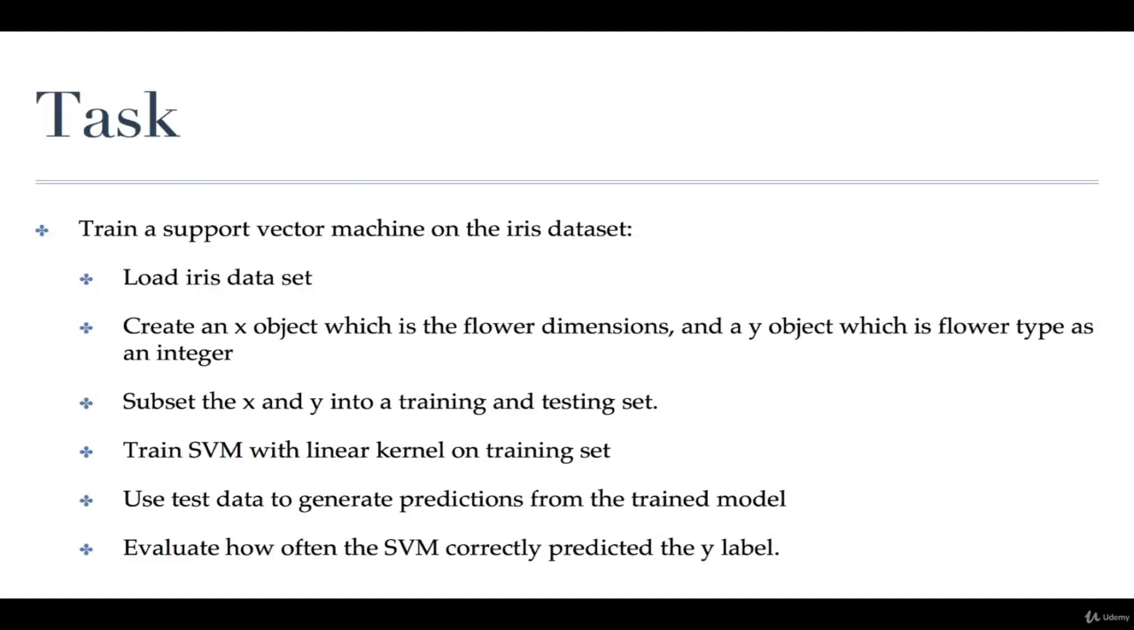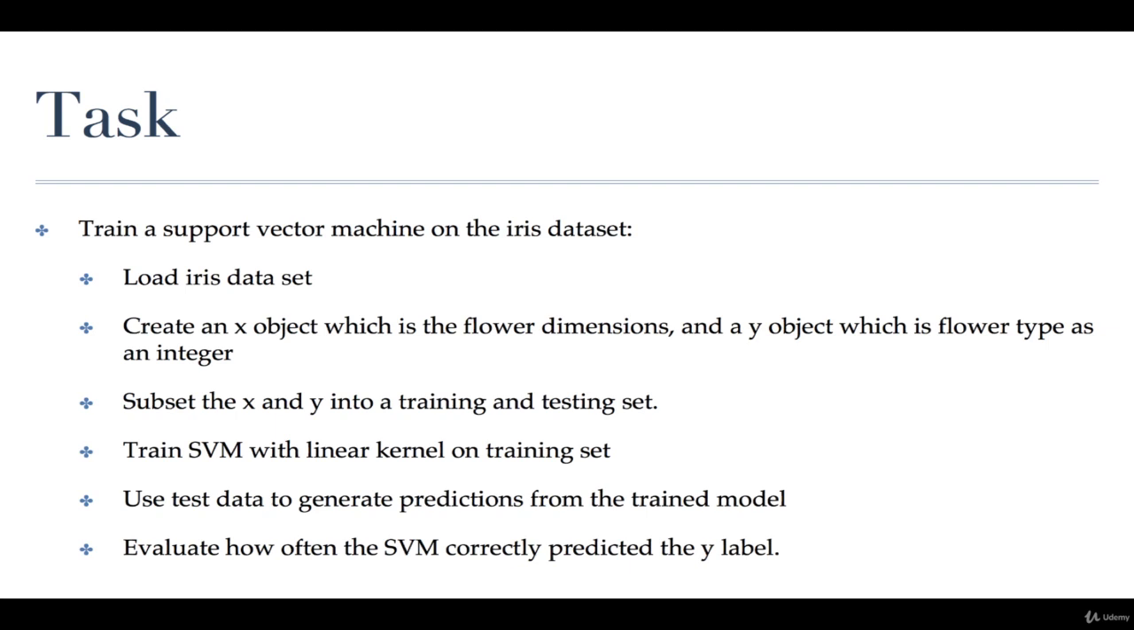In this task, you're going to train a support vector machine using the iris dataset. I'm telling you to create an X object, which has all 4 flower petal and leaf dimensions, widths and lengths. And then also to create a Y object, which is the target, the label for that flower's dimensions, as a number. It's either 0, 1, or 2, which correspond to actual classes of flowers in another part of the iris dataset dictionary object.